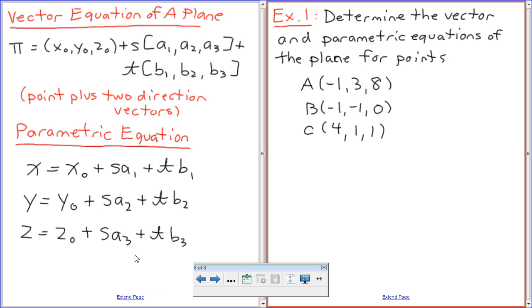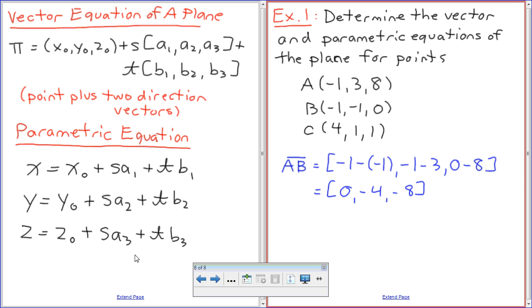Emma, can you be brave, please, and give me vector AB, please? So that turns out to be 0, -4, and -8. Okay, that is technically correct, Haley, but I would do something to that probably to make it look nicer. Is there anything I can do to make that direction vector look nicer?